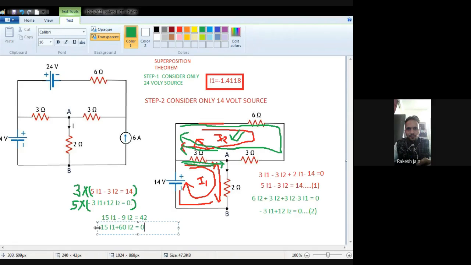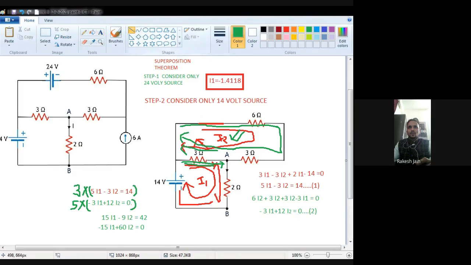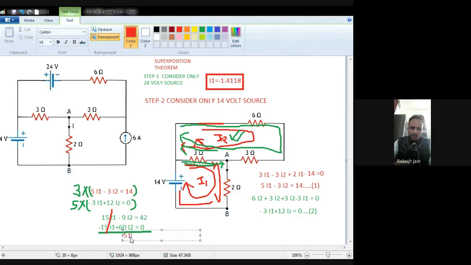Now again see this one, I pass through this 3 ohm resistance from right to left, and one more current, that is I1, also passes from left to right, so both currents are opposite. But because I am writing the equation for the second mesh, I consider this as positive and that current as negative.